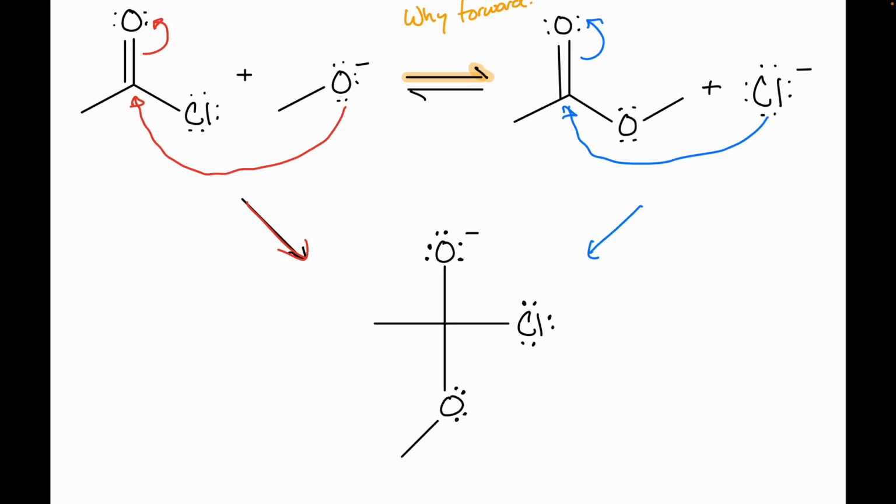This tetrahedral intermediate forms here. This oxygen, not super happy to have this negative charge, would rather not, right? So which one of these two is going to get kicked off? Well, my chloride is a much better leaving group than this alkoxide ion, also pretty angry to have that negative charge. So that's why this reaction here proceeds in this forward direction as opposed to the reverse direction.